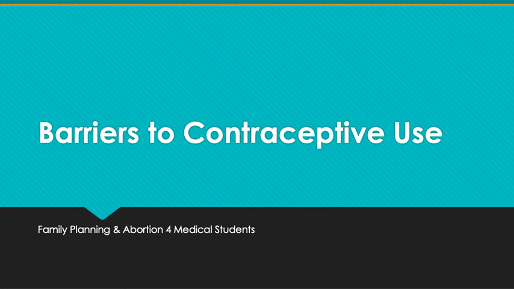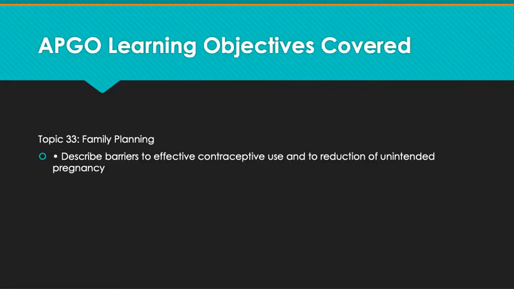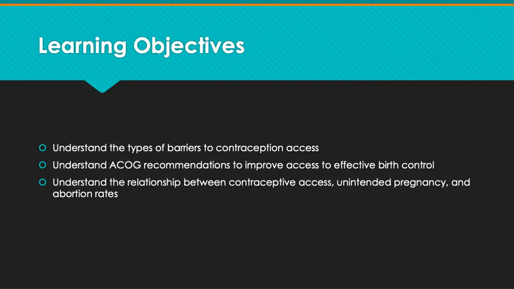services when contraception fails. We will be discussing the following APGO learning objective regarding barriers to effective contraception use. Our learning objectives today will be to understand the types of barriers to contraception access as well as recommendations to improve access from ACOG and understanding the relationship between contraceptive access, unintended pregnancy, and abortion.